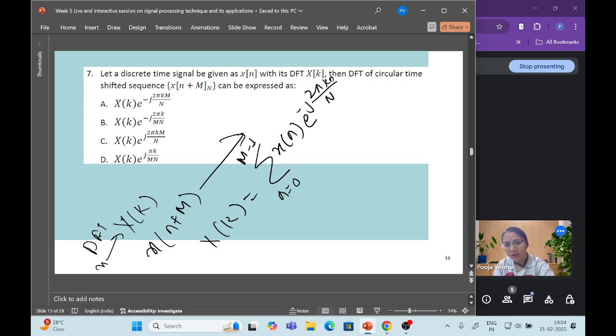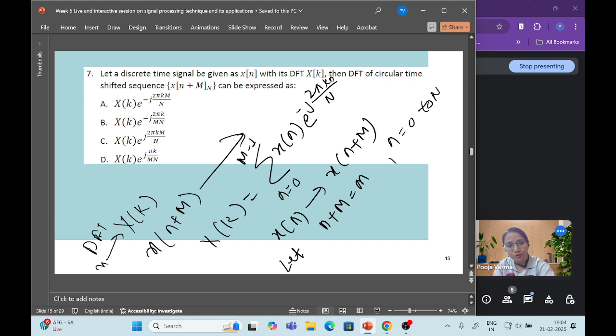Right? So now, in place of x of n, we need to get x of n plus m, but we cannot calculate it directly. So just put n plus m equal to small m. Here n varies from 0 to n minus 1.